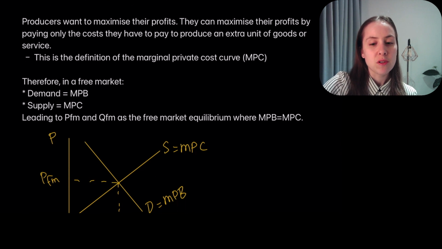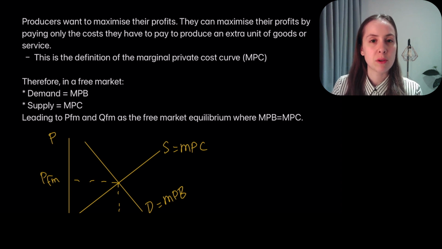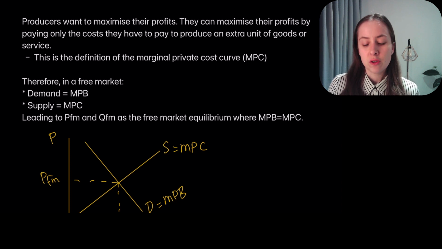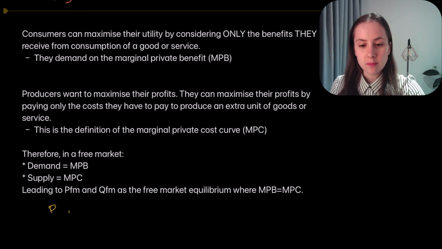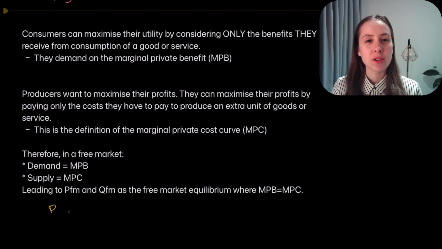At the same time, producers want to maximize their profits, so they're going to look at the lowest cost that they can get away with paying, which from a firm's perspective is the cost that they have to pay. And that's what we look at when we look at the MPC, marginal private cost, which is the cost that the firm faces to produce an extra unit of the good or service. So consumers are going to look at the MPB, and they only see that. And firms only see the MPC for themselves.